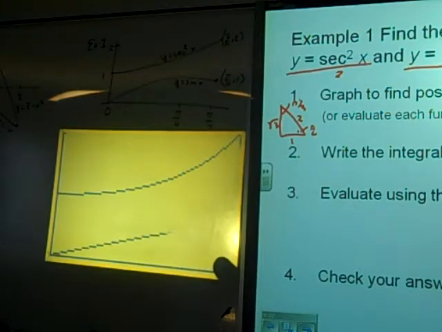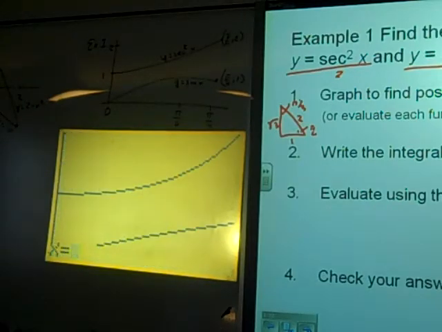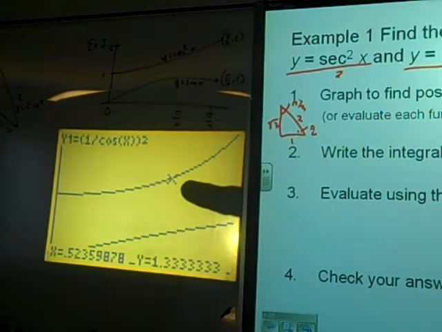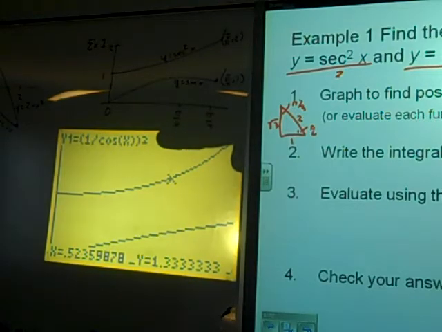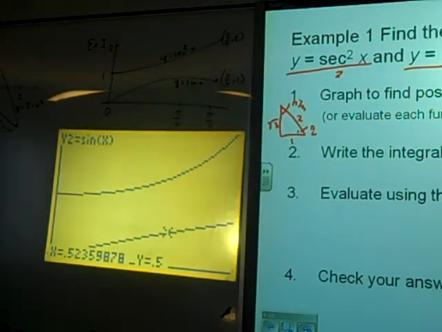Here's my sine. If I wasn't sure which one was which, I'd calculate a value, say just put in pi over 6, some value in between there. Here my cursor is on this function, and you can see up here that it's secant squared. Then if I bring it down, now my cursor's here and I see that's the sine of x. So I know secant squared is higher.